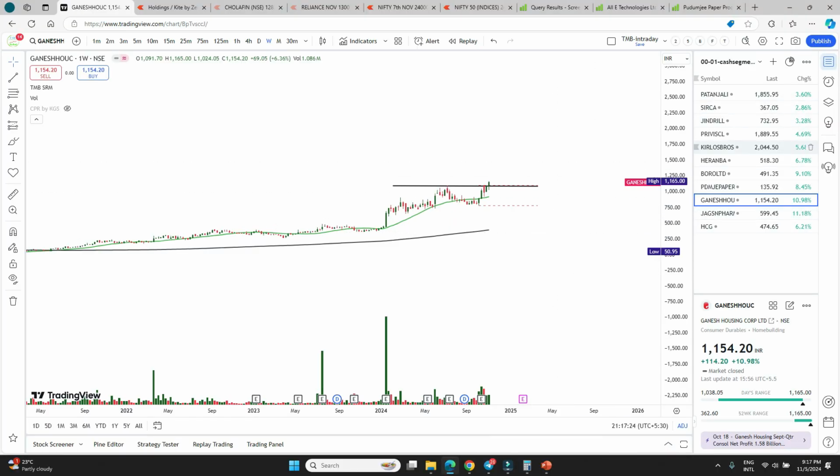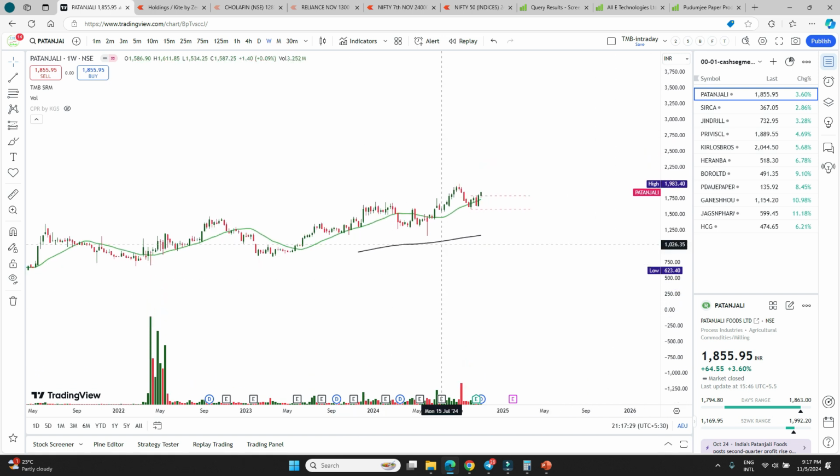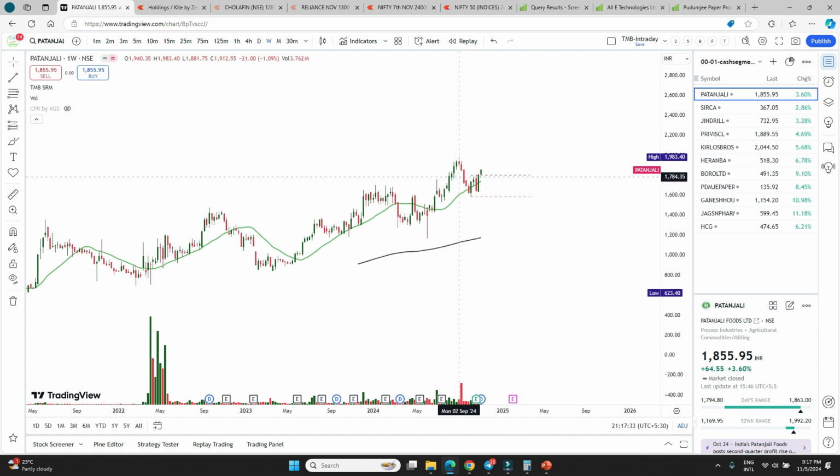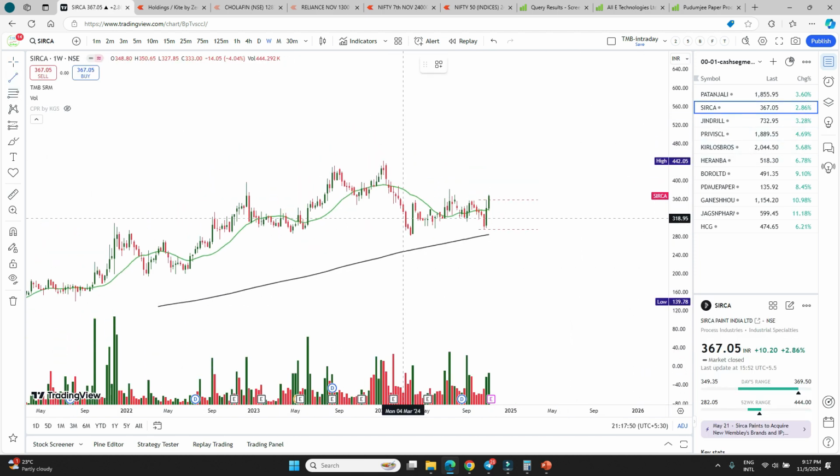This is my watch list. From this watch list, see, Patanjali is trying to break out of the previous high. This is the red candle it had, and it is trying to break out here. That shows the stock has momentum. Similarly, Sirca is trying to break out, and it is having the W pattern.